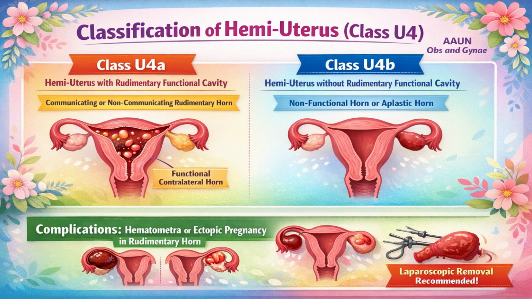Class U4 is further divided into class U4A, which is hemi-uterus with a rudimentary functional cavity. Communicating and non-communicating rudimentary horns are there. Class U4B is hemi-uterus without rudimentary functional cavity or non-functional horn or aplastic horn. The complications include hematometra or ectopic pregnancy in rudimentary horn, and laparoscopic removal is recommended.